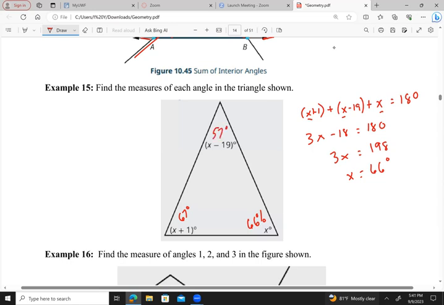And if we add them all up, 124, oh, wait a minute. I think we did that math wrong. Yes, 47, not 57. And then when we add them all up, 47 plus 67 plus 66, we should get 180.